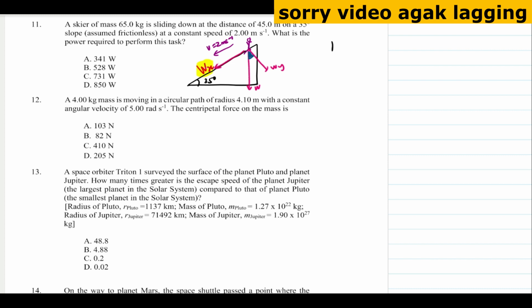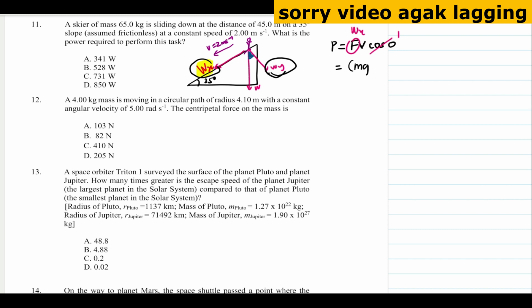So bila kita nak kira power, saya dah ada V, saya terus saja guna formula F V cos 0. Kenapa 0? Because the only force yang menyebabkan dia bergerak adalah Wx. So cos 0 is 1. Boleh? So kita just substitute sajalah. Wx kita adalah apa dia tadi? mg sin, bukan cos. mg cos theta adalah Wy sebab duduk di sebelah angle. Tapi Wx adalah mg sin theta.